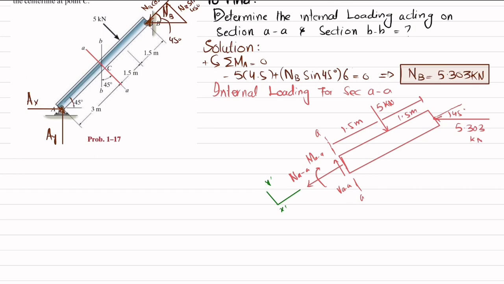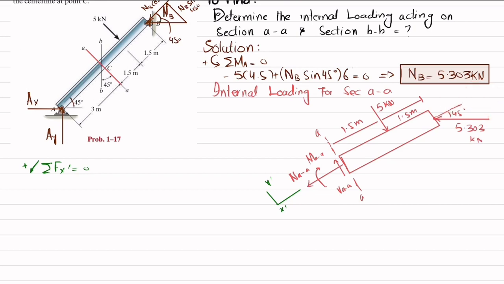We'll apply the equation of equilibrium that the sum of all forces along the x dash direction must be equal to 0, and force in this direction is taken as positive. So x dash is this direction, clear? You can see in this direction one force is NAA and the other force in this direction will be the horizontal component of NB, which is 5.303 into cos of 45 degrees. Their sum must be equal to 0.